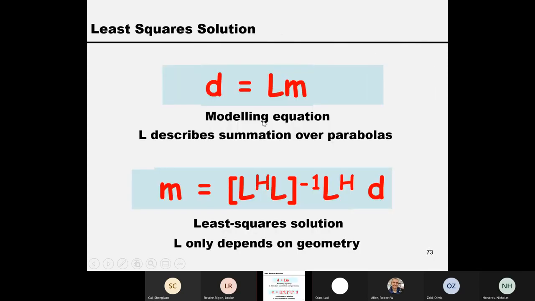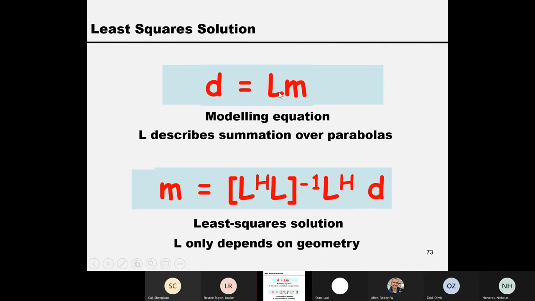So the modeling equation is D equals R M. R is the inverse transform operator. So R is basically the inverse of G, but G is not square, so generally you do not have a regular inverse. You do need something called a generalized inverse, right?